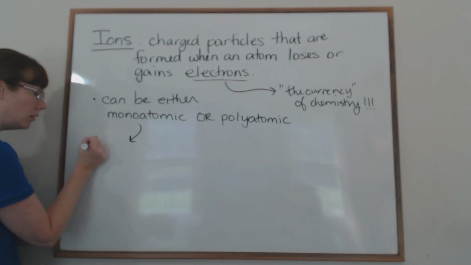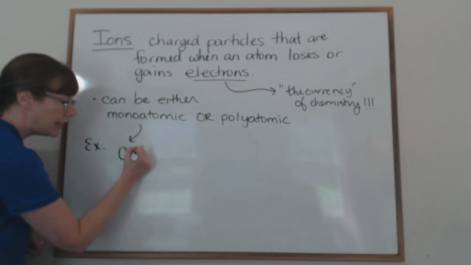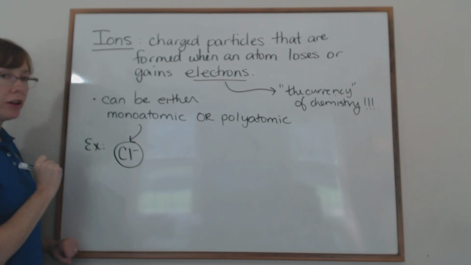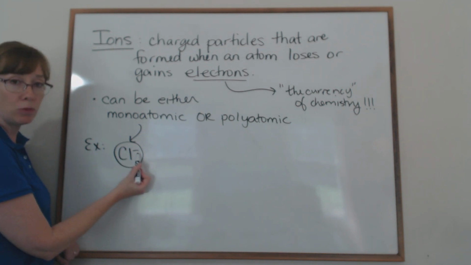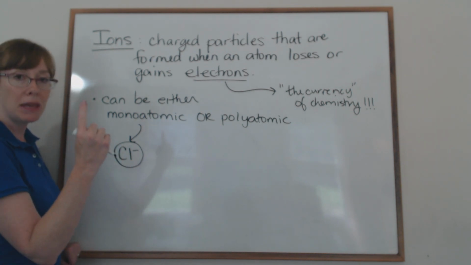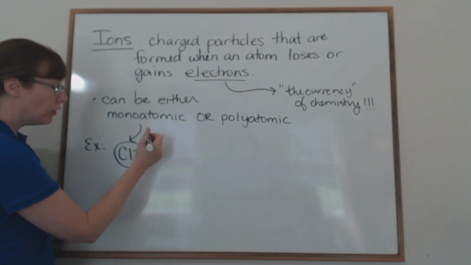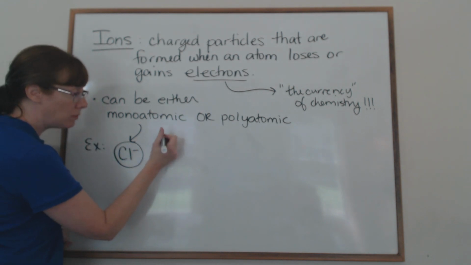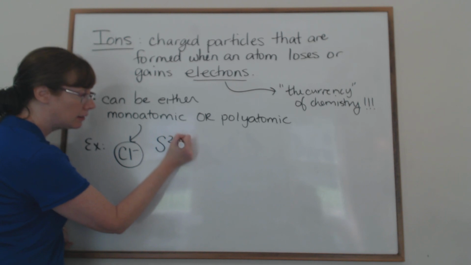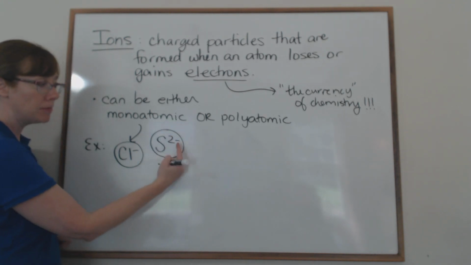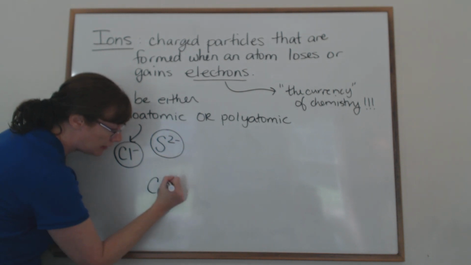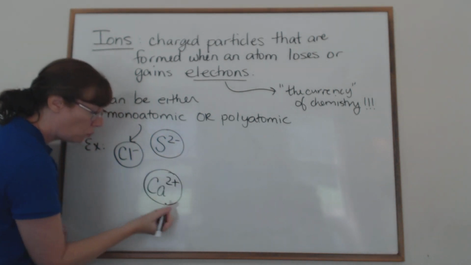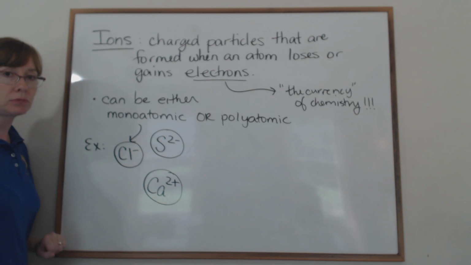So let me go ahead and give you some examples. Cl minus is a monoatomic ion. It's a one atom, but it has a negative charge. And by the way, negative means a 1 minus charge. Another monoatomic ion would be something like S2 minus. One atom, this one has a 2 minus charge. Another example would be Ca2 plus. One atom with a charge.